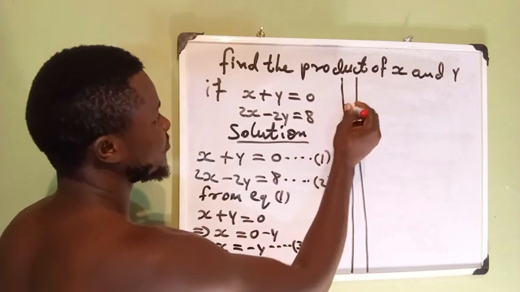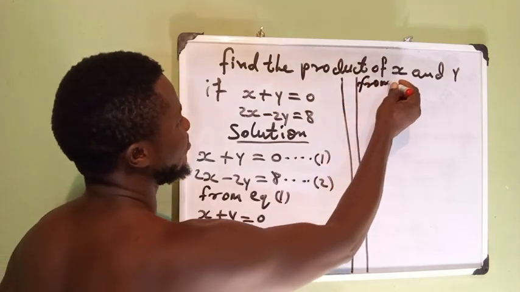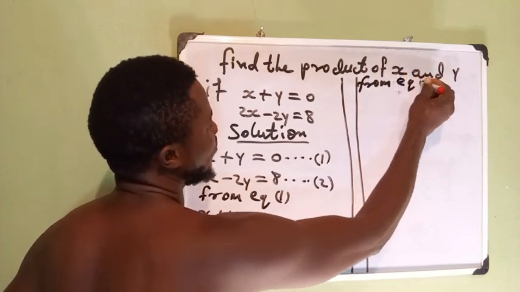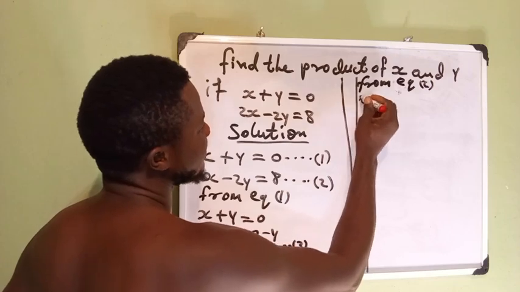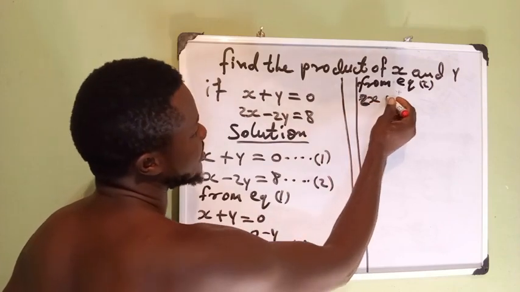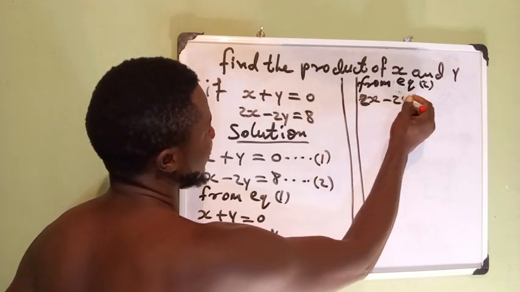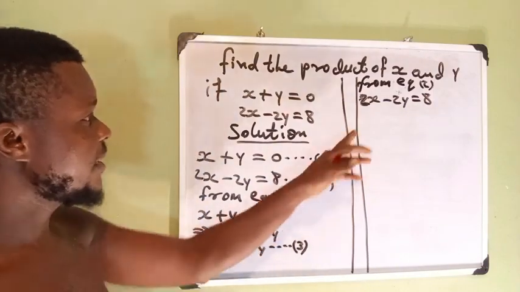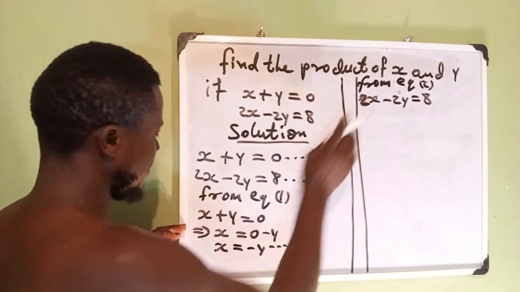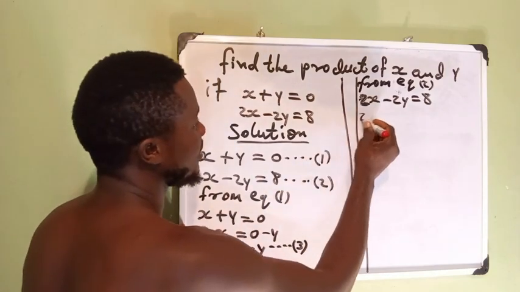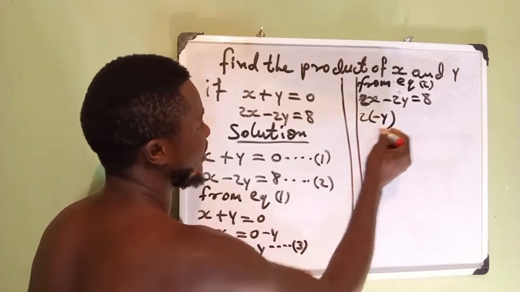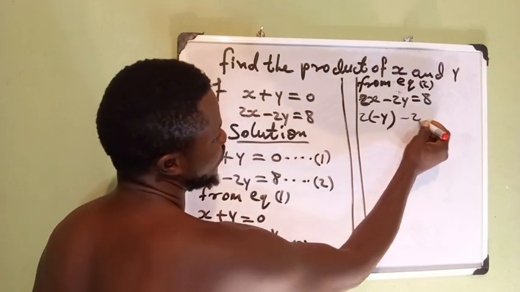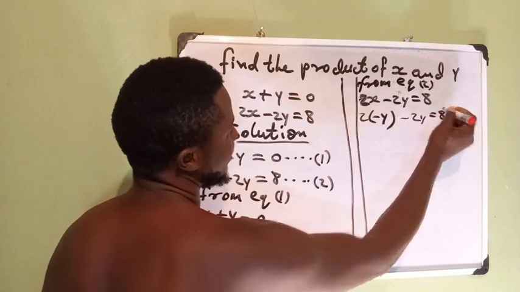Now let's go. We now say from equation 2, 2x, don't mind my handwriting, 2x minus 2y is equals to what? 8. Are you following it? Now, we replace x with minus y. We say 2 brackets minus y. We bring down this minus here. Minus 2y is equals to 8.